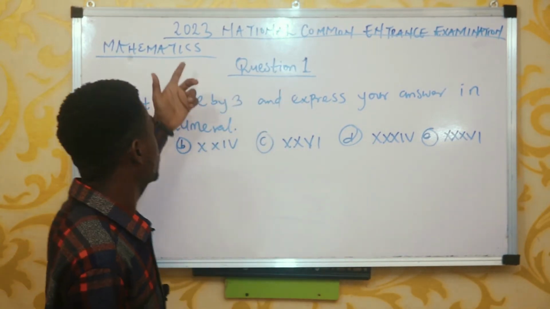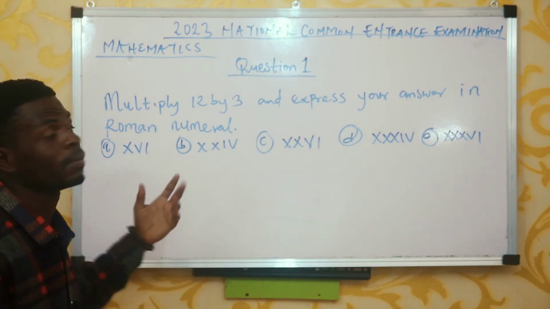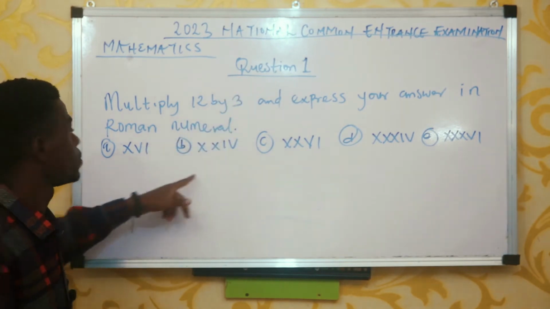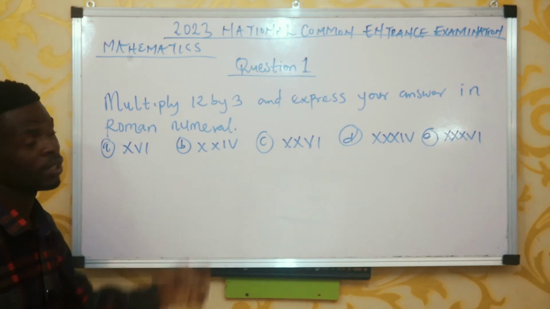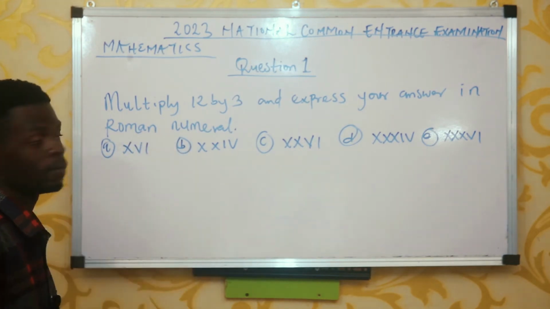Today we are solving 2023 National Common Entrance Examination, Mathematics. So, this is question 1. Given that multiply 12 by 3 and express your answer in Roman numeral.